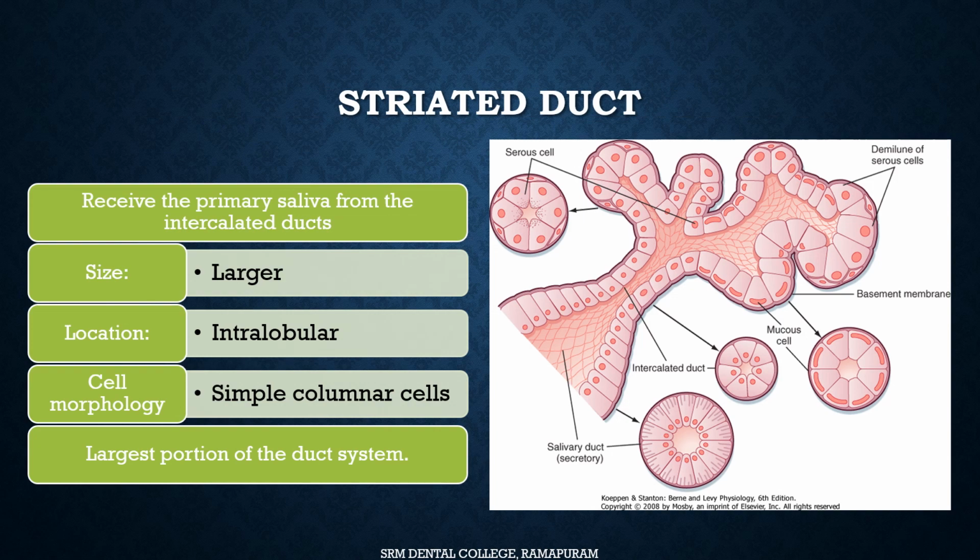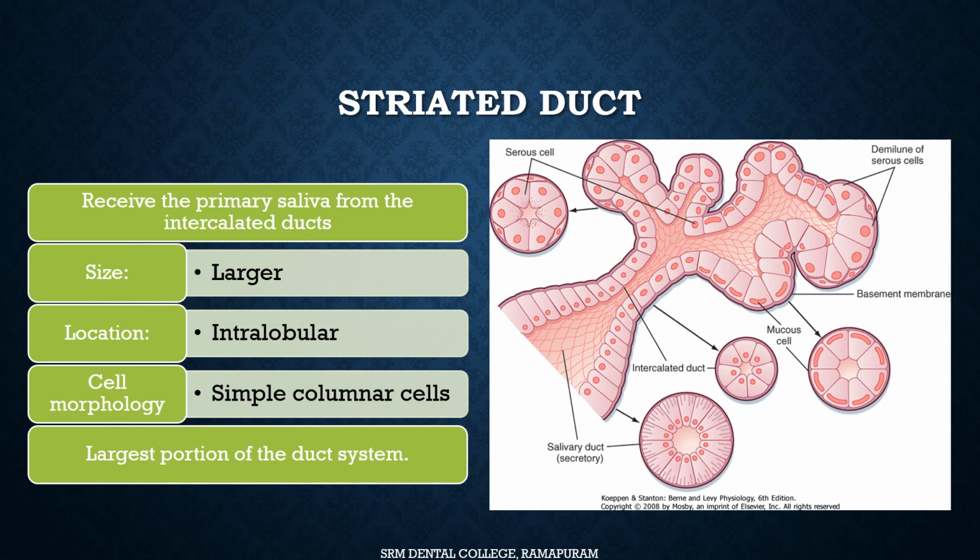These striated ducts receive the saliva from your intercalated ducts. That is, saliva from the acini passes to the intercalated duct and then onto your striated duct. These ducts are larger when compared to your intercalated duct. They are again intralobular in location, that is, they are located within the lobule of a salivary gland.